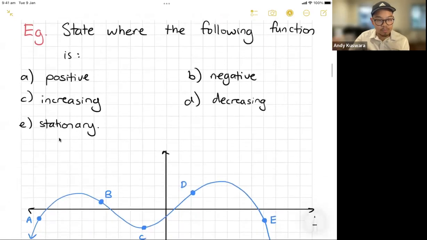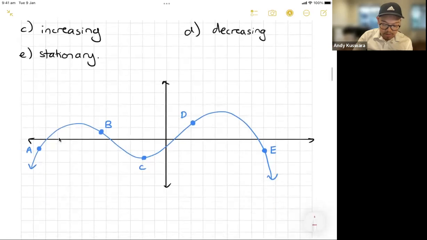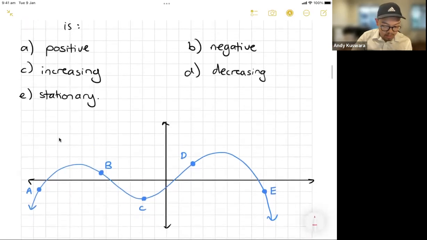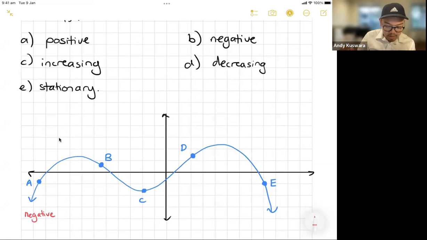Okay, so if I've got an example here, we want to state where the following function is positive, negative, increasing, or decreasing. Let's take a go here. So let's take a look at A. First of all, is it positive or is it negative? It's definitely negative because it's below the x-axis. And if we talk about in terms of the tangent, it's actually increasing. Okay, hopefully that makes a little bit of sense. If I'm talking about B, it's above the x-axis, so it's definitely positive.